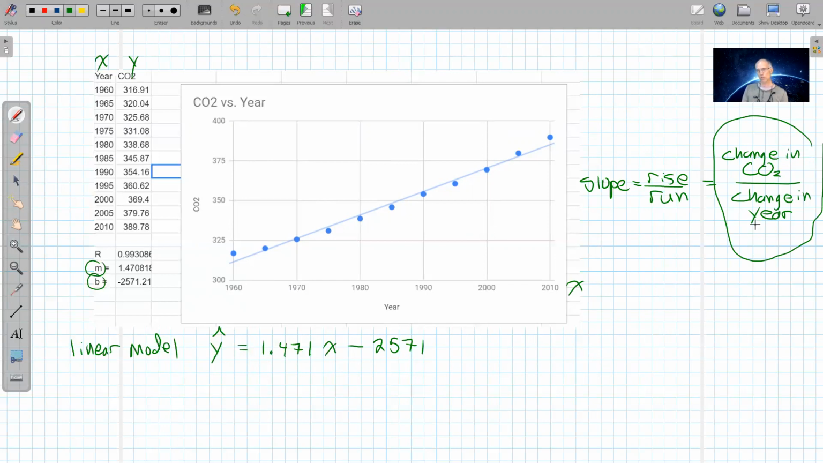More specifically, what do I mean change in CO2? Well, that would be parts per million of atmospheric CO2 from the data description. So we've got to have a data description. We've got to know how these numbers are measured. Here's pretty straightforward. So interpreting the slope here.